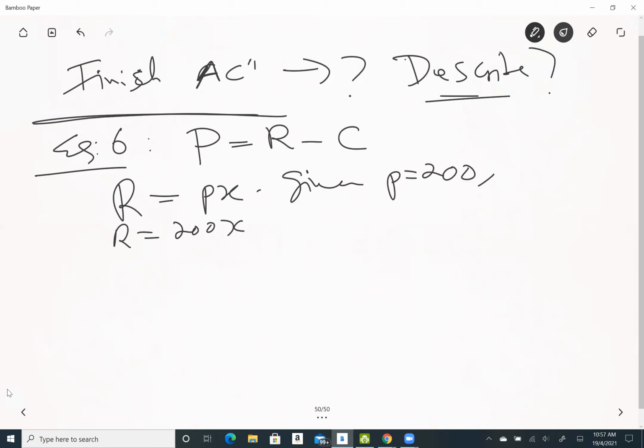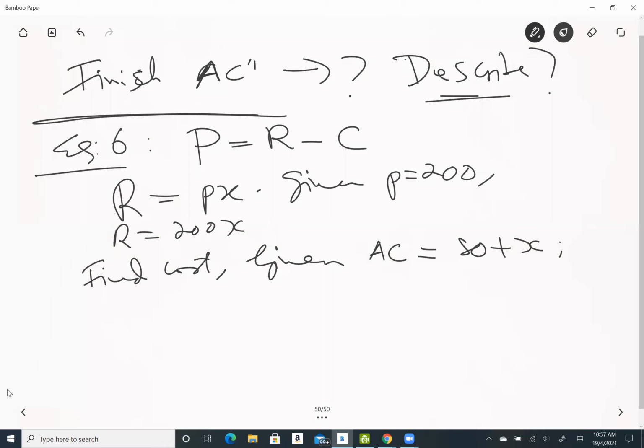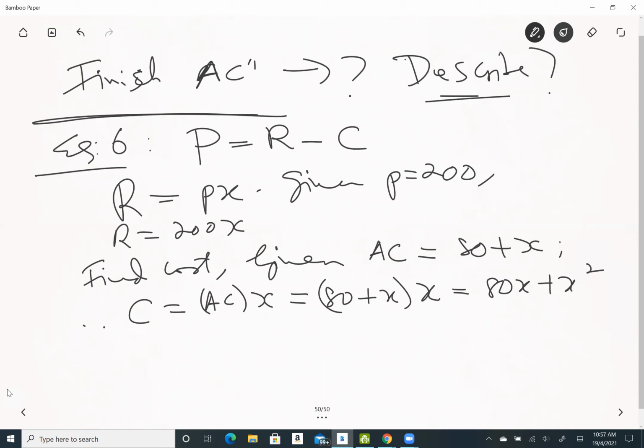And then for the cost, okay, find cost. So what are we given? You are given the average cost. Okay, given average cost equal to what? Equal to 80 plus X. So you are given average cost. How do you find cost? Therefore, cost is equal to what? Cost is equal to average cost multiplied by the quantity, and that is equal to 80 plus X multiplied by X. So you got 80X plus X squared. Okay, so that is the cost, that's revenue.